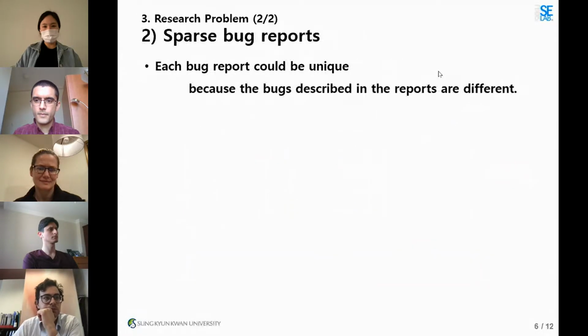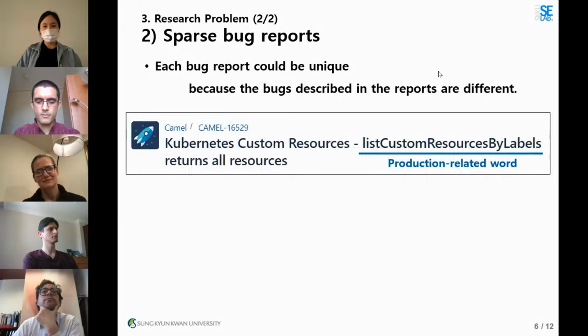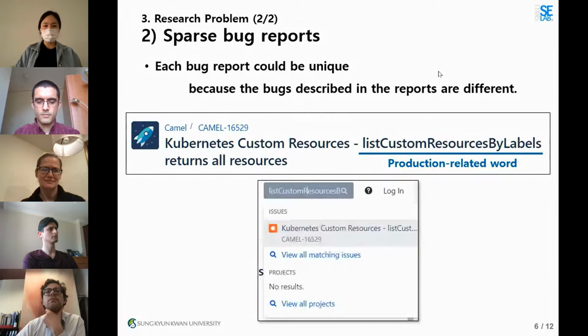The second problem is the sparse bug reports. Each bug report could be unique because the bugs described in the reports are different. For example, deep learning cannot learn about a production function name, such as list custom resource by labels, because this report was the only bug report in this project having this keyword.